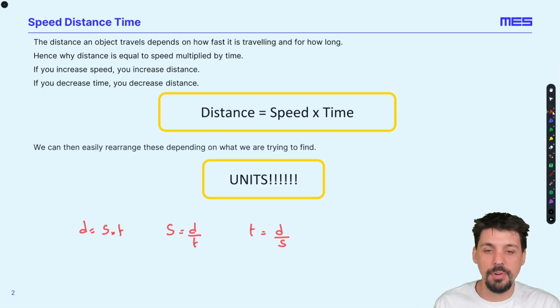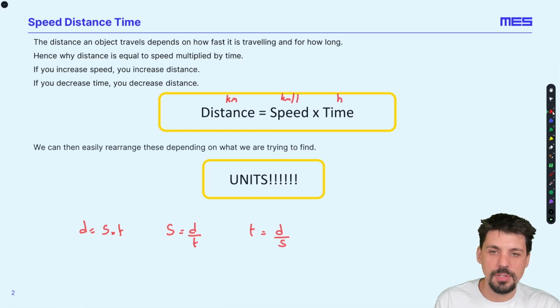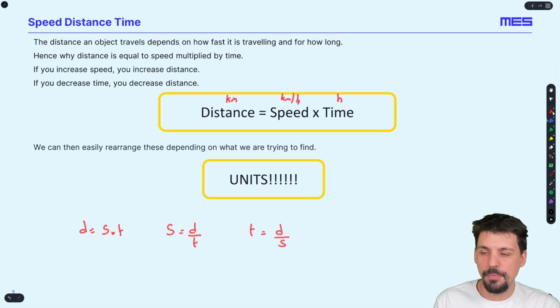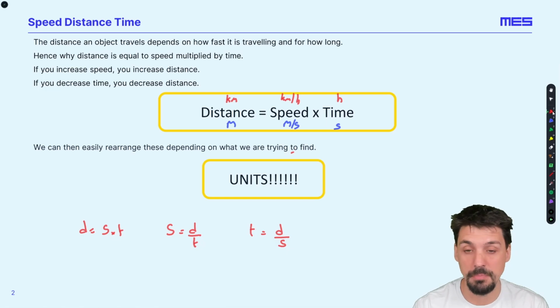All right, so really we can rearrange them, but be really careful about your units. All right, they need to be consistent. If distance is in kilometers, time is in hours, your speed will be in kilometers per hour. But if your speed is in kilometers per hour, your time needs to be in hours, your distance needs to be in kilometers, right? If I was to do meters and seconds, then my speed will be in meters per second. The units need to match up. Be really careful about this, especially with time and minutes and hours. That's going to be annoying.